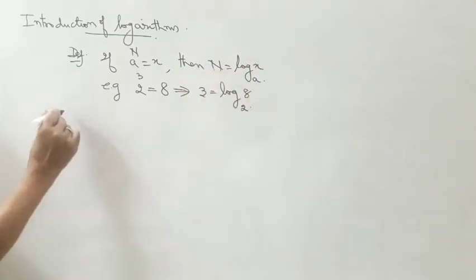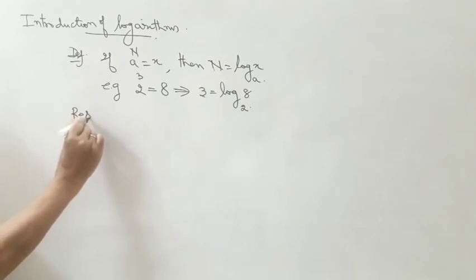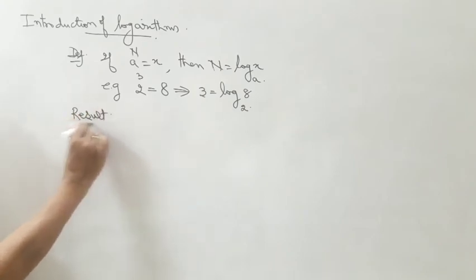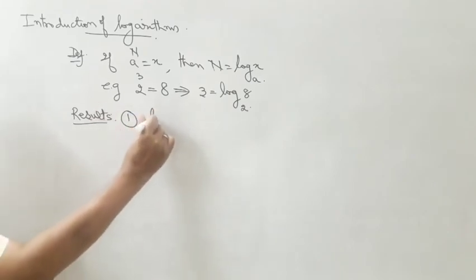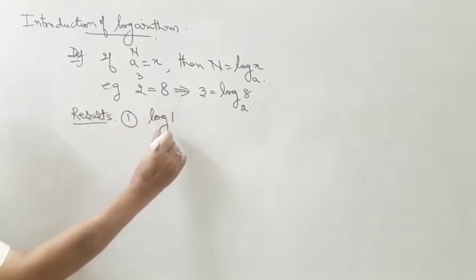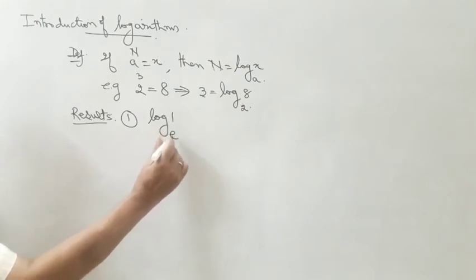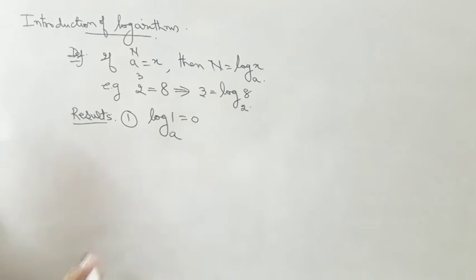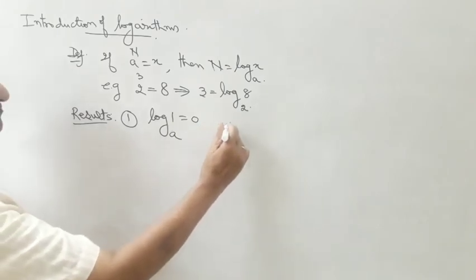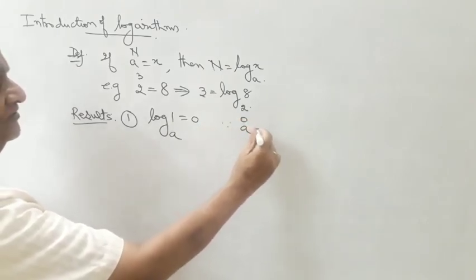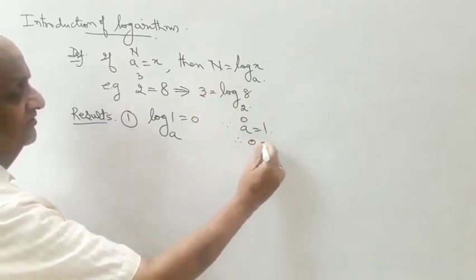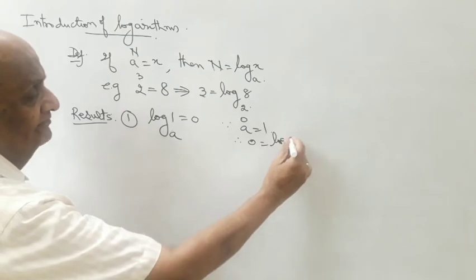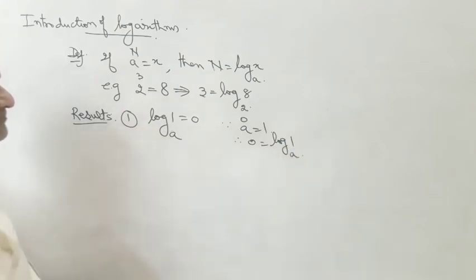Some results are there. You can make a list of this. Results. Number 1, log 1 to the base e, or say log 1 to the base a is 0. Because a the power 0 is equal to 1. Apply the definition. Therefore, 0 is equal to log of 1 to the base a.